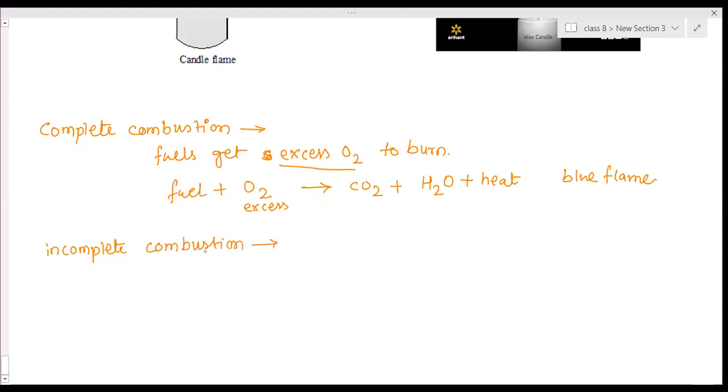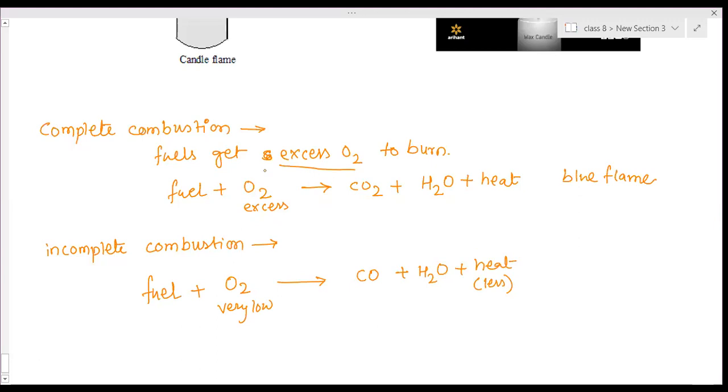In incomplete combustion, the fuel couldn't get sufficient oxygen, so the amount of oxygen available to it is less. The fuel gets oxygen, but a very low amount. So in that case, what happens? Instead of producing carbon dioxide, it will produce carbon monoxide, water, and heat energy.